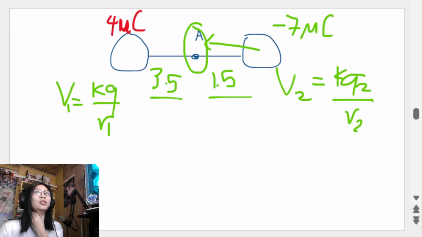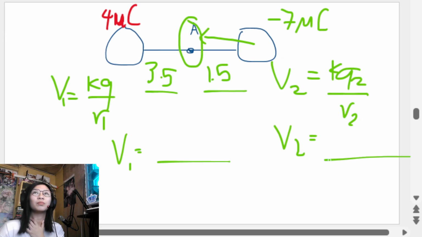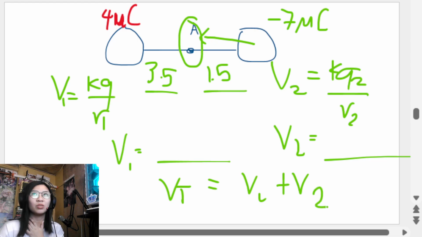Okay? So we put k, then our Q1, which is 4 microcoulombs, then our R1, and we will have our V1. Then our V2. So once we get their individual potentials, we can now add them both. So that will be V1 plus V2.